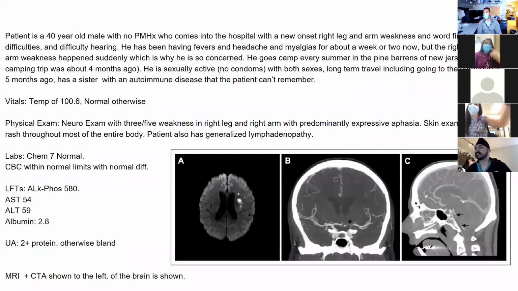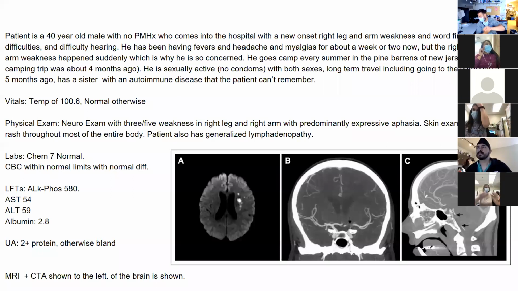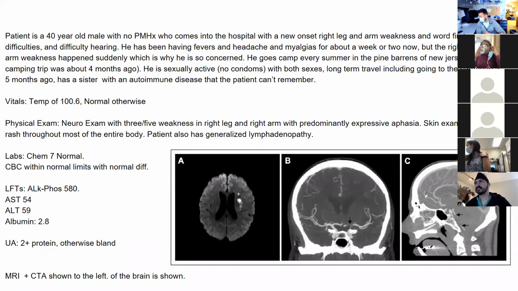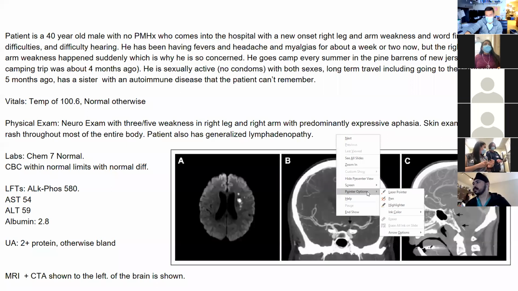Why don't we hear from breakout group one for why this is endocarditis? All right. Hi, guys. So we chose endocarditis with septic emboli. This is a guy who's been having about a week or two of fevers, headache, and myalgias, which could be in the setting of bacteremia or some sort of endocarditis picture. He has a lot of outdoor exposure, maybe got a tick bite and got some sort of infectious disease.